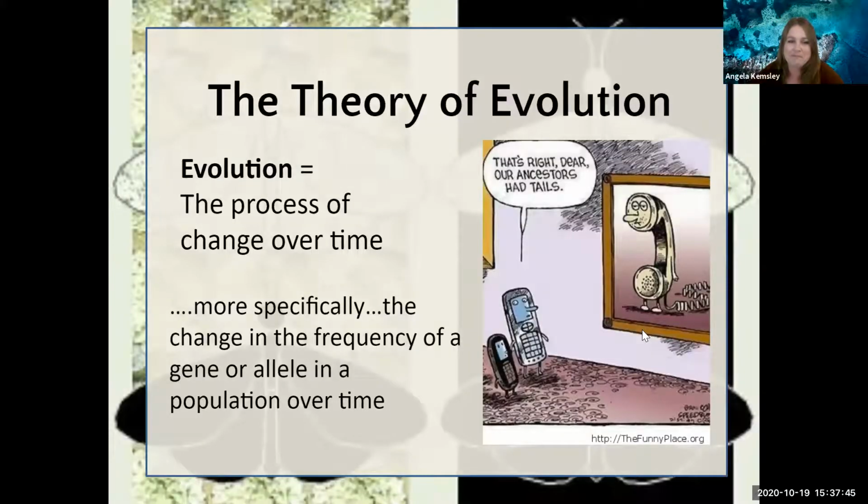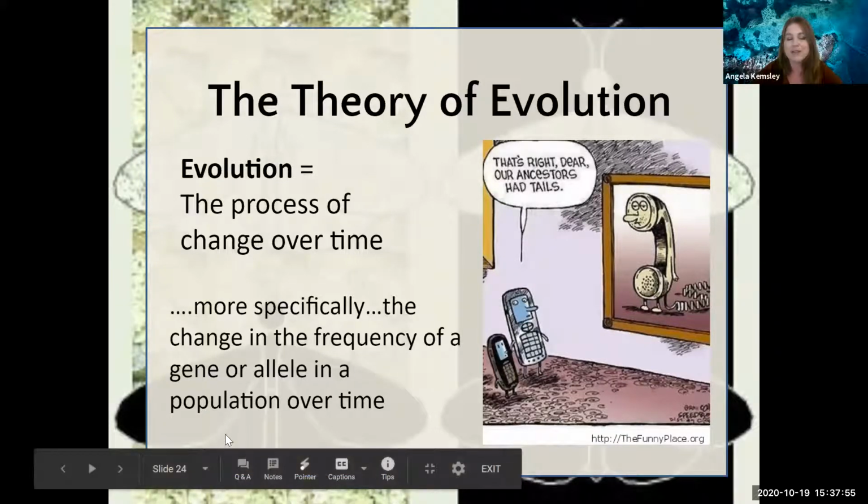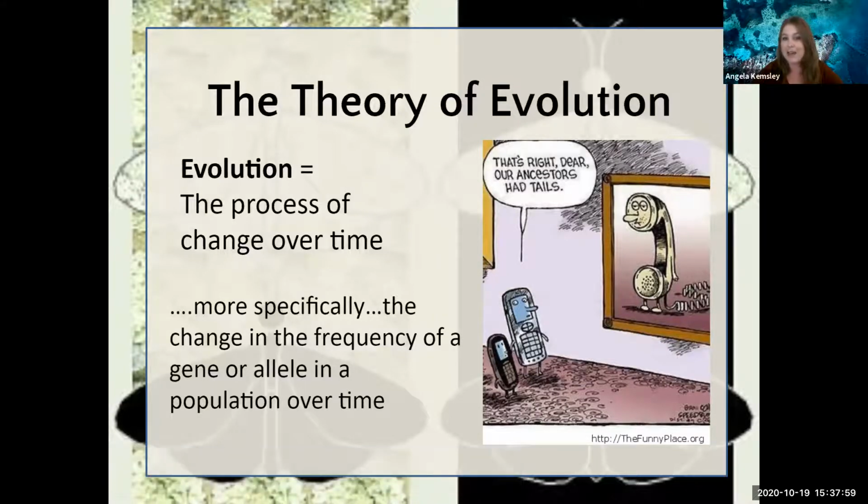So let's go back to the theory of evolution. So again, it's the process of change over time, more specifically, the change in the frequency of a gene or allele in a population over time. So when we were looking at the peppered moth, it's that white allele versus the black allele, and how when the environment changed, now all of a sudden that black allele was more favorable. It allowed them to compete better. So they survived and they had the most babies. That is evolution in action.